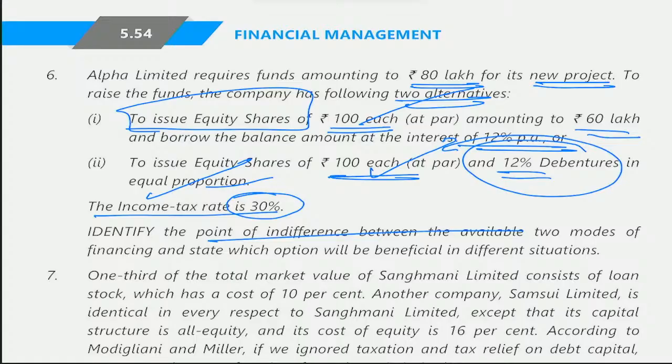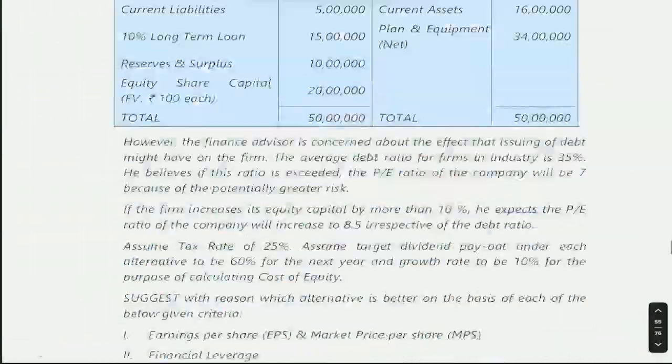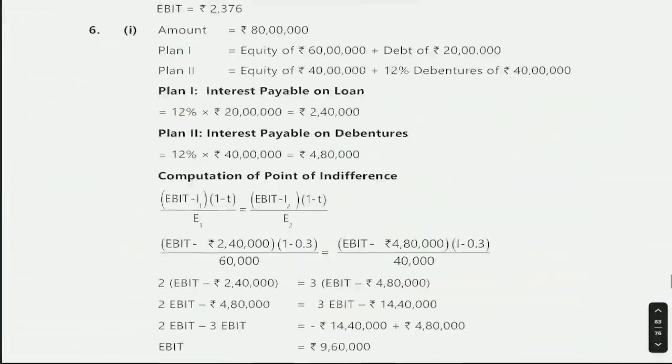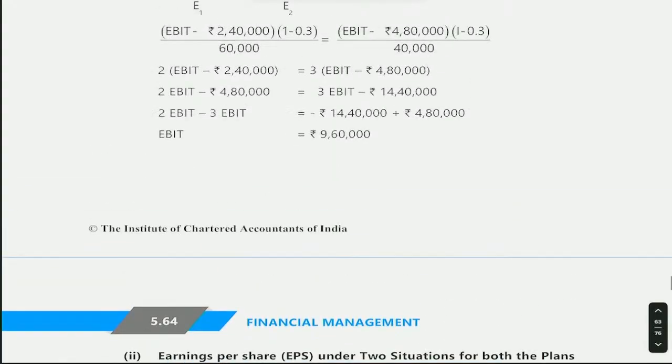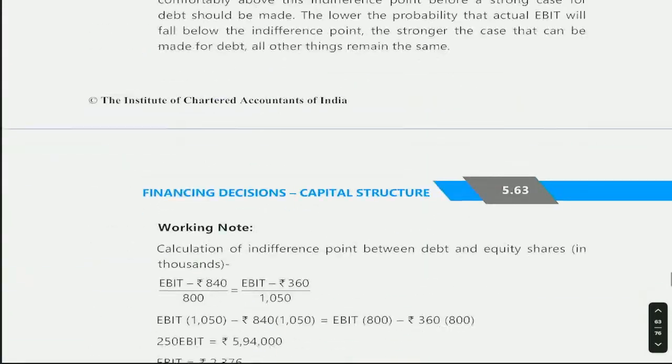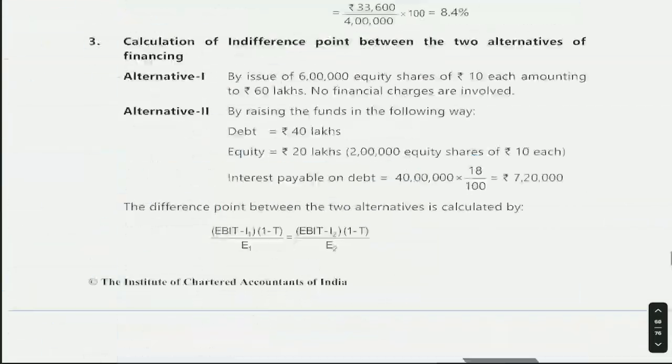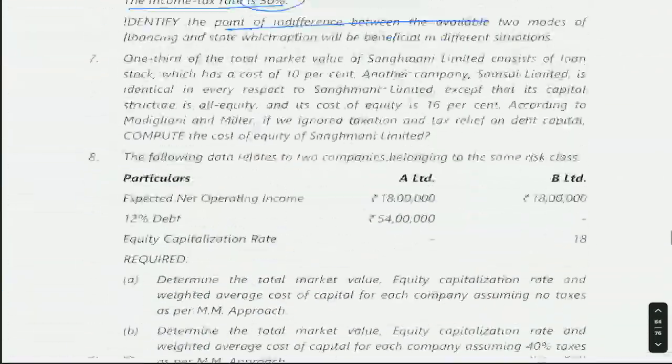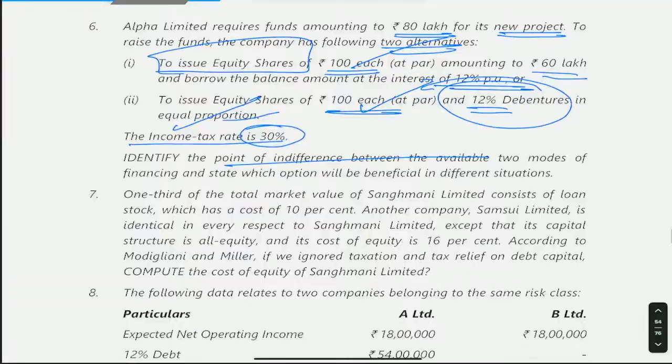Okay, enough time taken. So everyone has given the answer as 9,60,000. So sixth question, perfect answer is 9,60,000. Okay. Next. I want you only to do up to there.